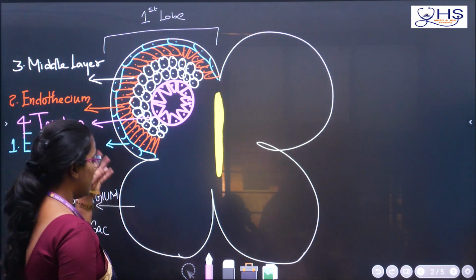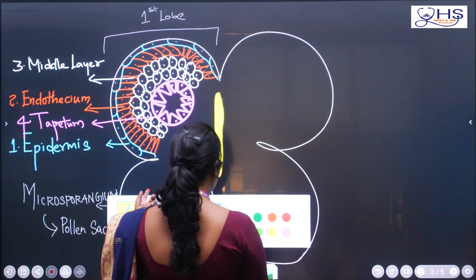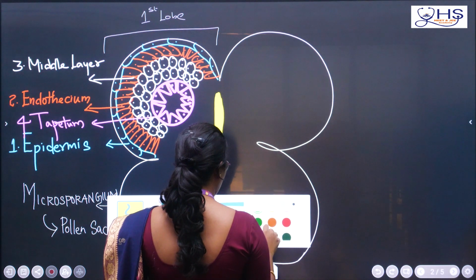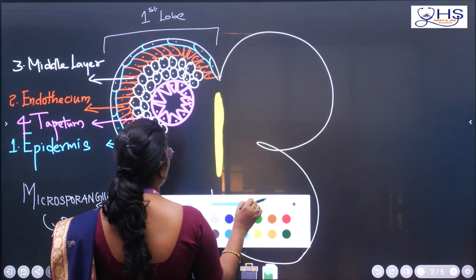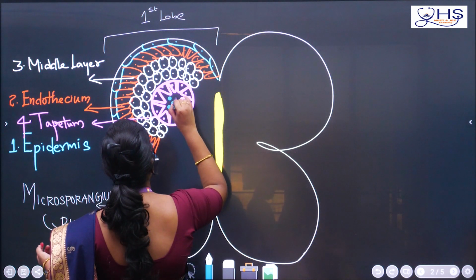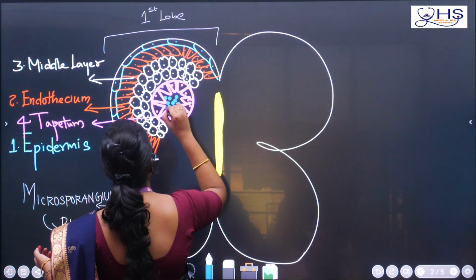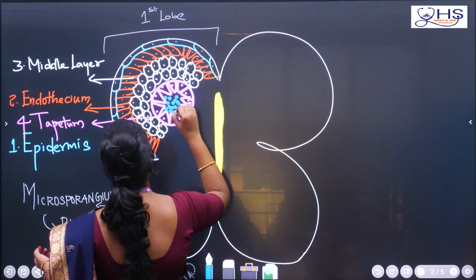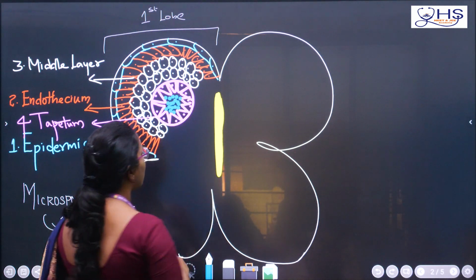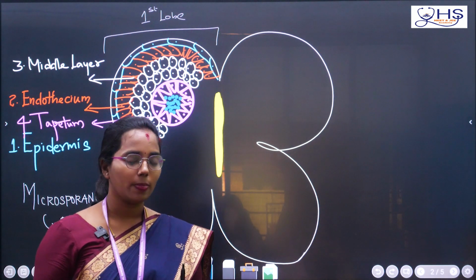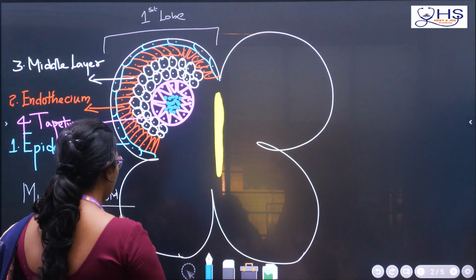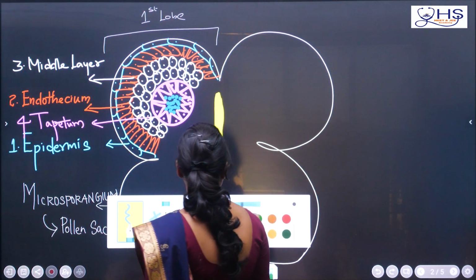Now inside this is the circular structure we have got. This inside one is called sporogenous tissue. This is nothing but what? Sporogenous tissue. This is the primitive form of pollen grains. Later the structure will develop into pollen grains. Now we are giving different names for this inside structure.